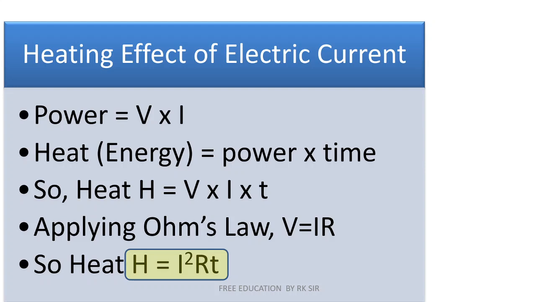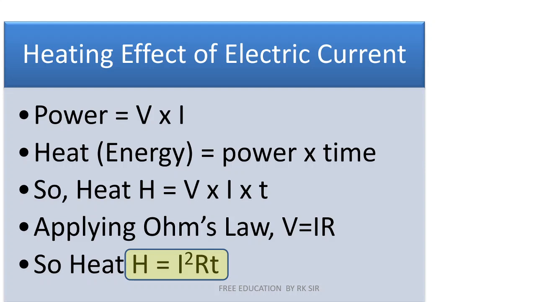We do know that the equation of the power is V cross I, that is voltage into current. And heat is also some sort of energy. So, energy is equal to power into time. We have already studied this in standard 8, that heat or any energy is always a product of, or multiplication of, power into time. So, we may write heat is equal to, instead of power, VI. So, heat H is equal to V into I into T, means product of V, I and T.